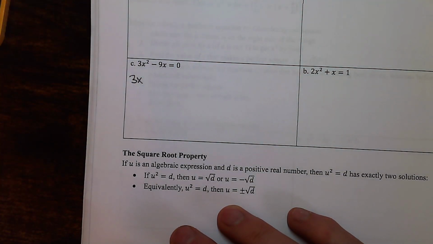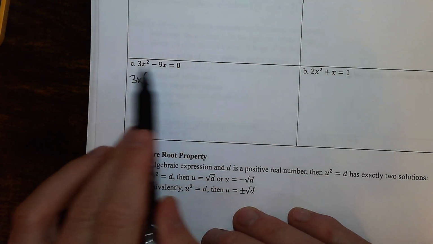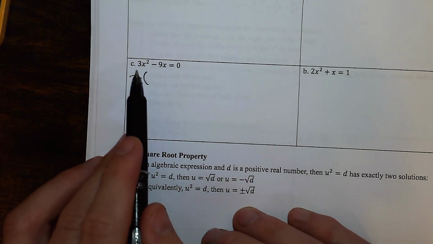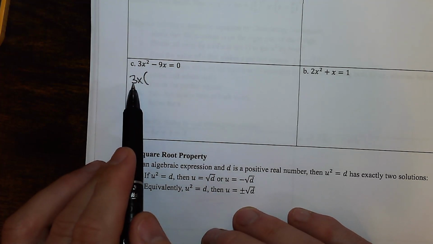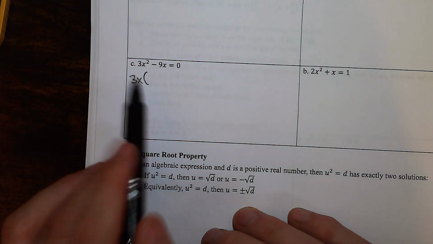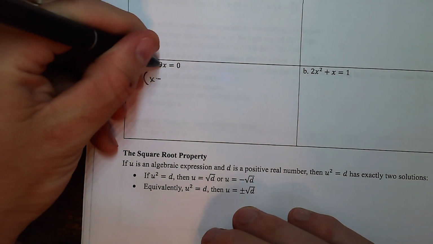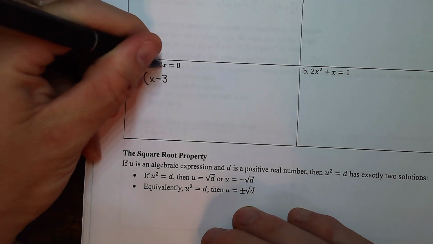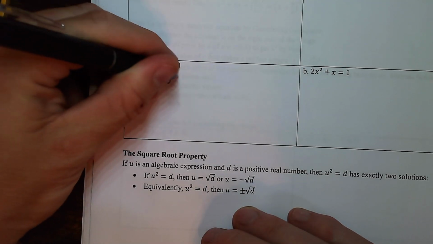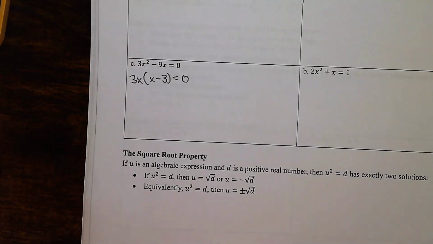So whatever the greatest common factor is, you write that down, put an open parenthesis, and we do the opposite of distributive property. We divide each of these by 3x. 3 divided by 3 is 1. I had 2 x's, I take 1 out, so 1 x is left. 9 divided by 3 is 3. I had an x, took it out, nothing left, equals 0.